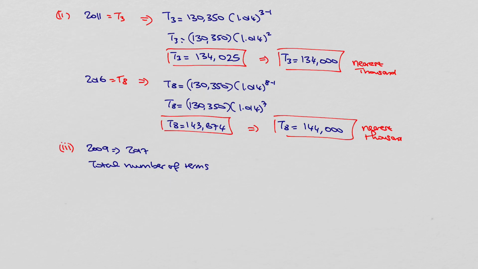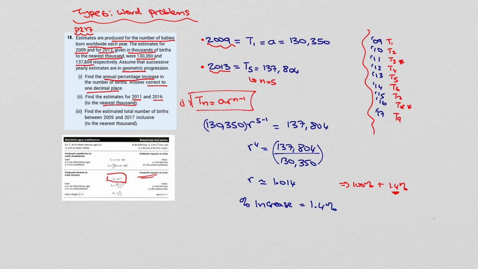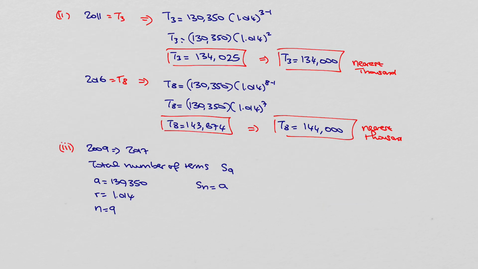So in other words, what we're doing is we're getting the sum to 9 terms here, where a, we said, is 130,350, r we've said is 1.014, and n we're looking for is 9. So therefore, the sum to n terms, again, if we go back here on page 22 in our tables, we can see is given by a times 1 minus r to the n over 1 minus r. But because r is greater than 1 here, we're going to say r to the power of n minus 1 over r minus 1. We can use either, it still works out the same.